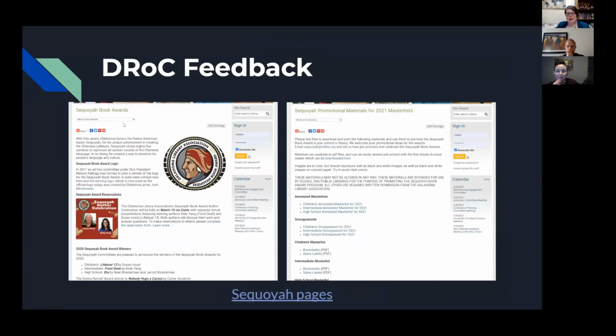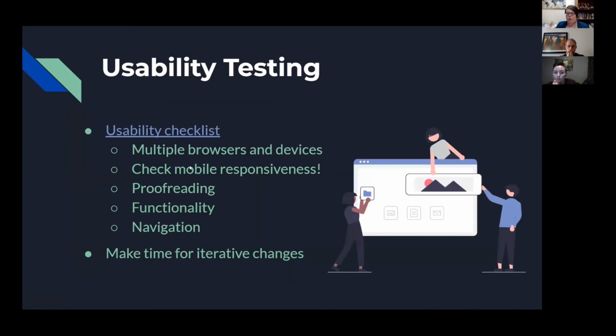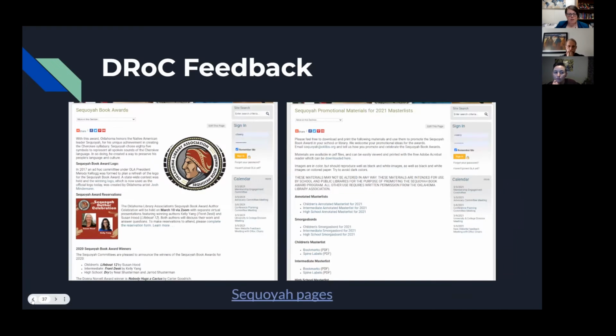Their pages on our website are some of our highest traffic pages, because the Sequoia Book Awards are a big deal. We want to make sure their pages are easy to navigate and that people can find what they're looking for. In the past, really all of their information was on one page, and you had to scroll down to get to all of the content. And then they had these long lists of links to materials.